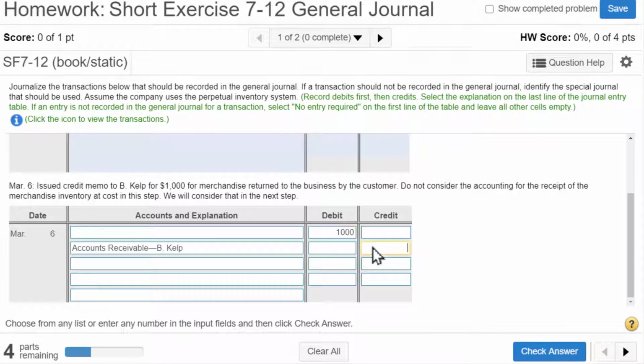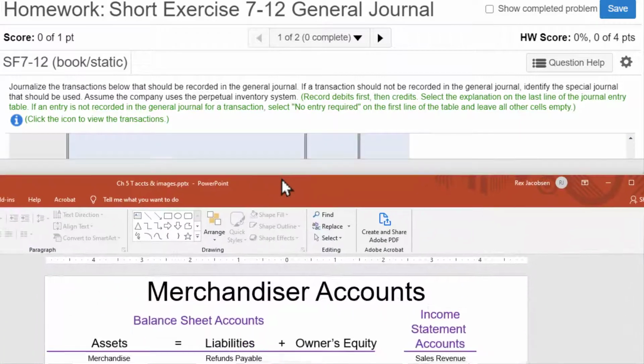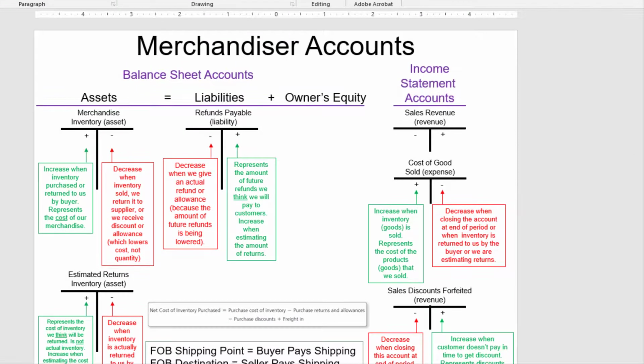So what is the $1,000 debit? Well, hopefully you remember how refunds payable works. At the end of the previous accounting period, we would increase refunds payable to represent the amount of future refunds we think we will pay to customers. So when we actually pay a refund, we will decrease this account. And to make this understandable, let's think of the extreme example. Let's say all of our inventory was returned. Therefore, there would not be any future refunds at all.